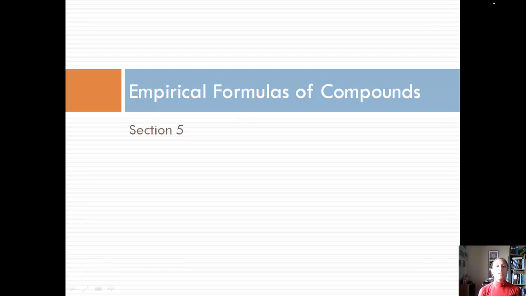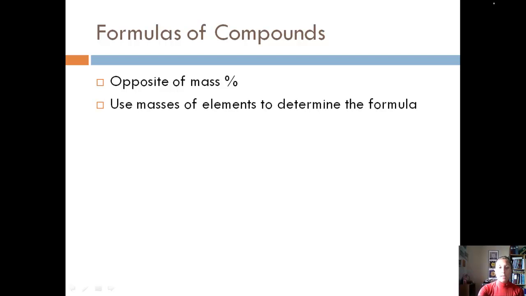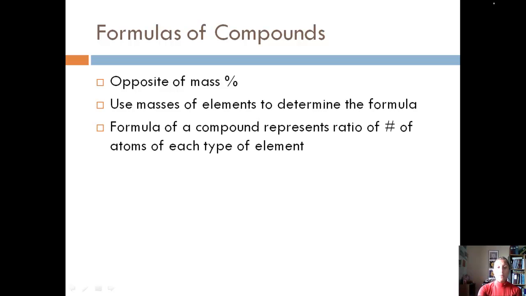So today we're going to talk about the fifth section of our unit on chemical composition called Empirical Formula. Okay, so we're going to talk about how to take grams and calculate the formula of a compound. This is basically the opposite of mass percent, where we took the compound and we broke it up into grams, and we're going to go the opposite direction. So we're going to use masses of elements to determine the chemical formula.